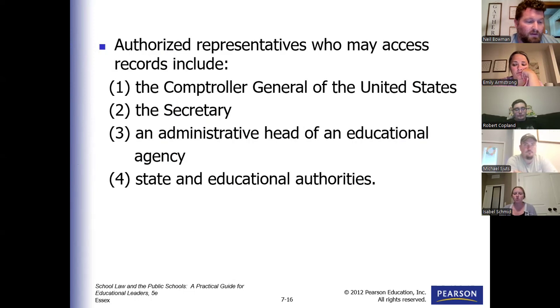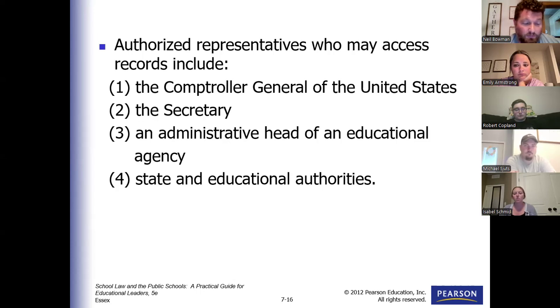So what exactly are these authorized federal and state representatives who have the specific access under FERPA? The law identifies a few key roles. The first is the Comptroller General of the United States. This is essentially the head of the Government Accountability Office. They're responsible for auditing how federal funds are spent.